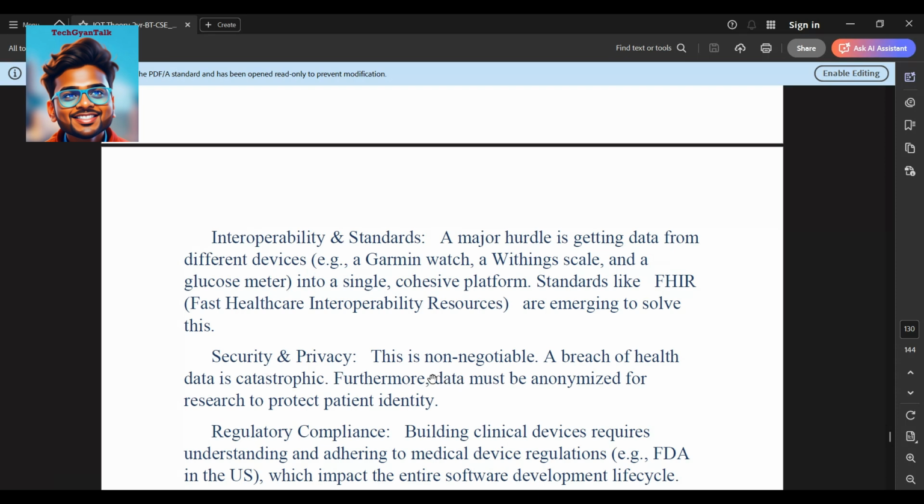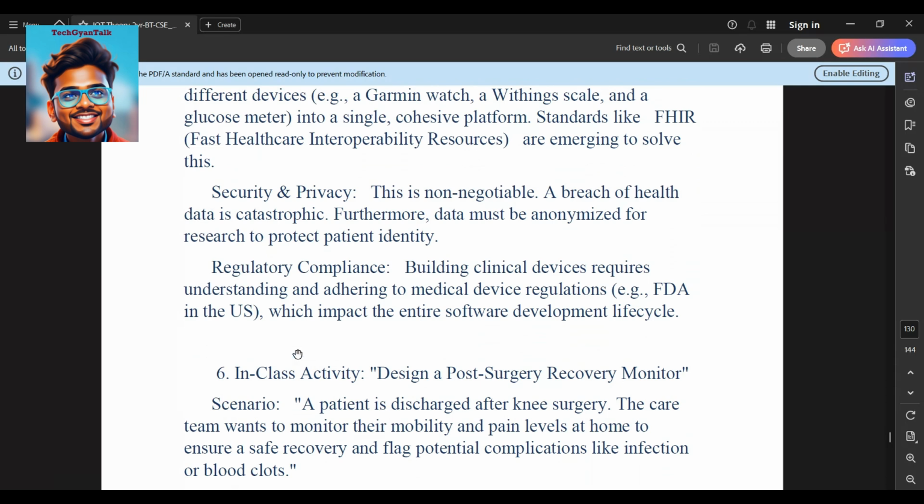Security and privacy: this is non-negotiable. A breach of health data is catastrophic. Furthermore, data must be anonymized for research to protect patient identity. Regulatory compliance: building clinical devices requires understanding and adhering to medical device regulations, for example the FDA in the US, which impact the entire software development lifecycle.